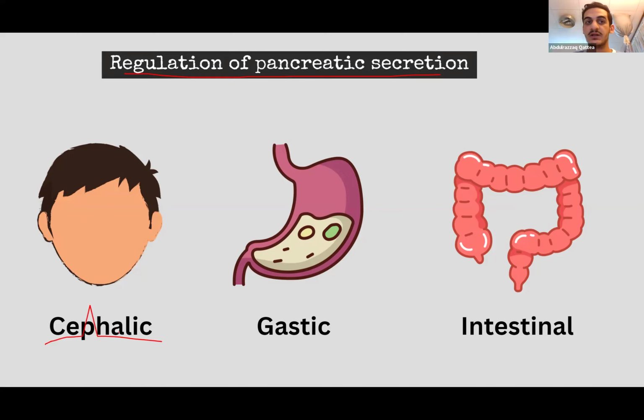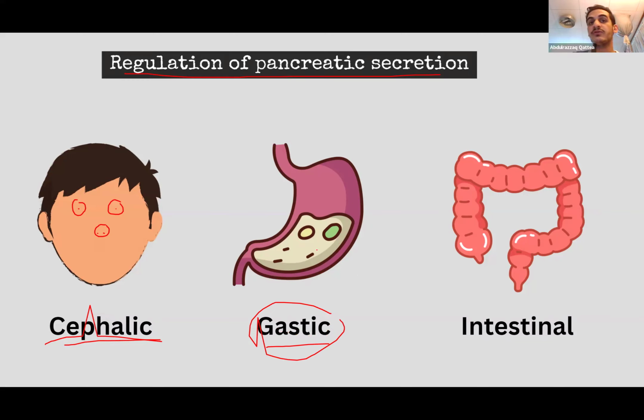The first one is cephalic. What does cephalic mean? In medicine, or in Greek, cephalic means head. So when you smell a food or when you see a food, the pancreas will start secreting the juices. However, it's only a small portion. It's not even significant. It's the same thing for the gastric phase. It will not be significant.